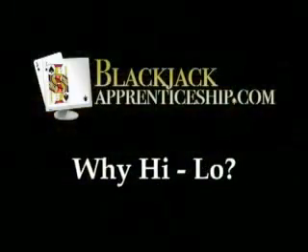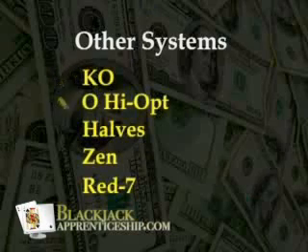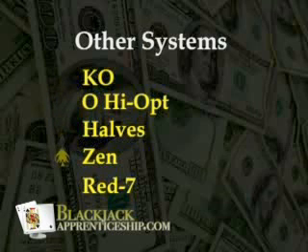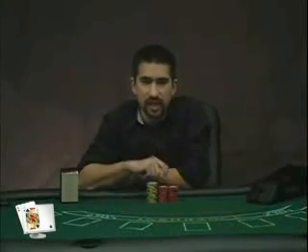We have taught you the high-low system, and some of the other systems out there. Some of the names are KO, High Opt, Halves, Zen, Red 7, and different counting systems have different drawbacks and benefits. And we're going to spend just a couple minutes and talk about why we use and why we teach high-low.